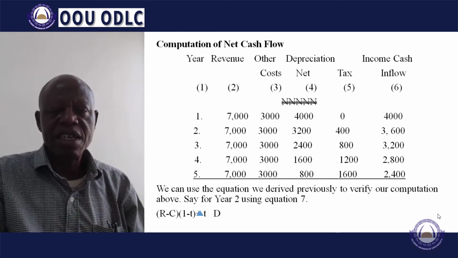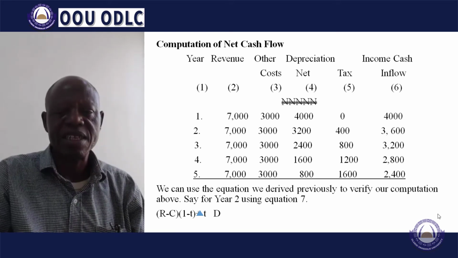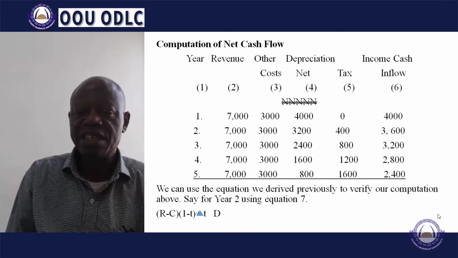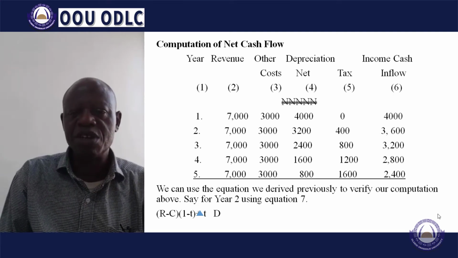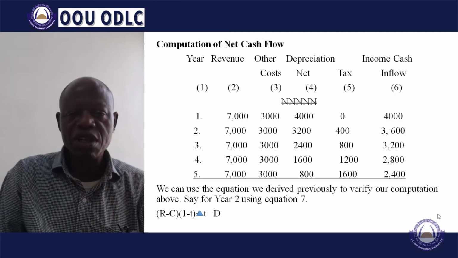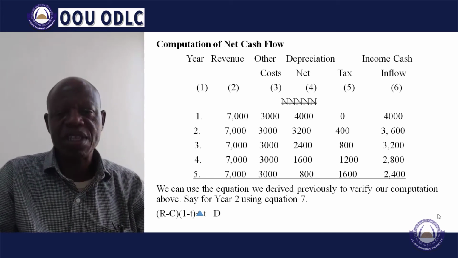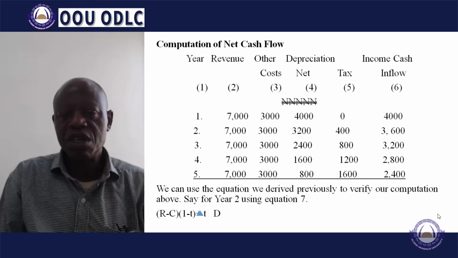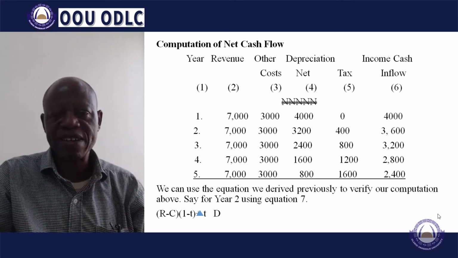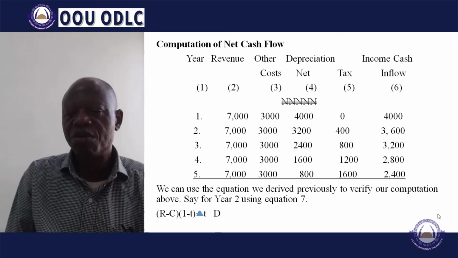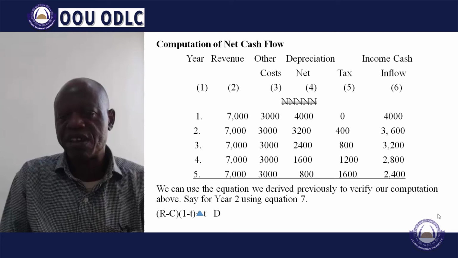You agree with me that the posting of depreciation to the P&L has actually assisted in limiting the tax that is payable. If we are to pay tax, for instance, directly from the income, let's say year 2 as a case study, we have a net income of 4,000 naira. If you are to pay tax directly from that amount, how much will it be? 50% of 4,000 will give us 2,000 naira. So the tax for that year will be 2,000 naira. We see how eventually we are paying 400 instead of 2,000 naira.